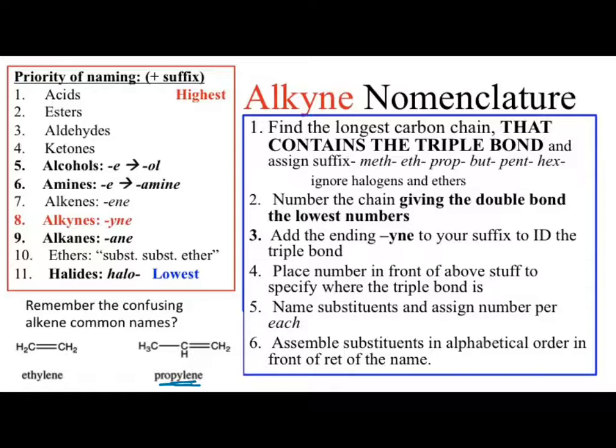As far as the naming goes for your alkynes, very similar to the double bonds, except instead of finding the double bond, we'll find the longest carbon chain that contains our triple bond. We'll then go through and number it.